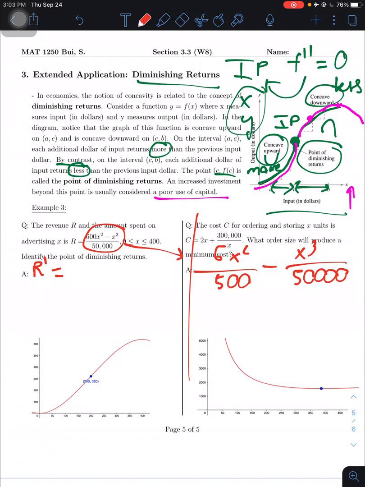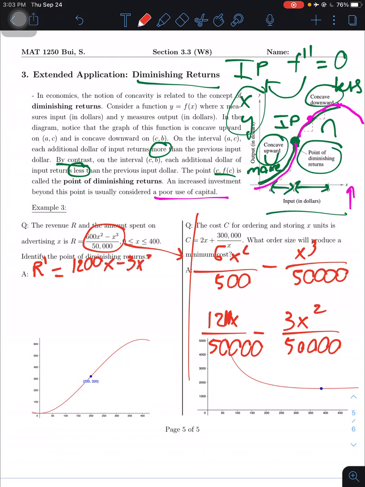The derivative of this is what? Well, you know what? Let me just take it slow. So this is 12x divided by 500, and this is 3x squared divided by 50,000. If you want to get the common denominator, you can multiply the top and bottom of the first fraction by 100, and for the top part you're going to get 1200x. Putting that together, we get 1200x minus 3x squared divided by 50,000.